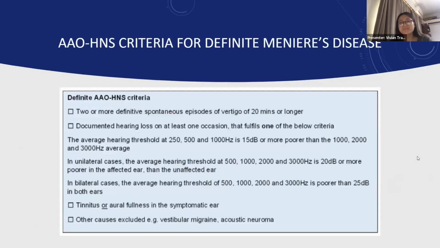Oh, good. There is also the AAO-HNS criteria that we can use to help identify Meniere's. Some of the criteria are two or more definite spontaneous episodes of vertigo of 30 minutes or longer, documented hearing loss on at least one occasion, tinnitus or aural fullness in the symptomatic ear, and then other causes excluded such as vestibular migraine and acoustic neuroma. Next slide, please.